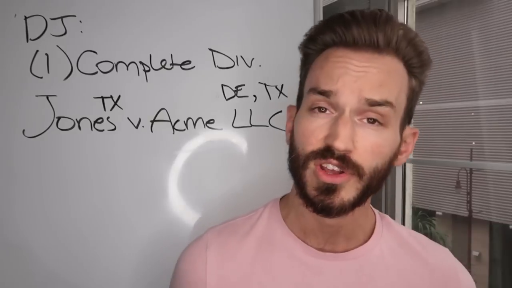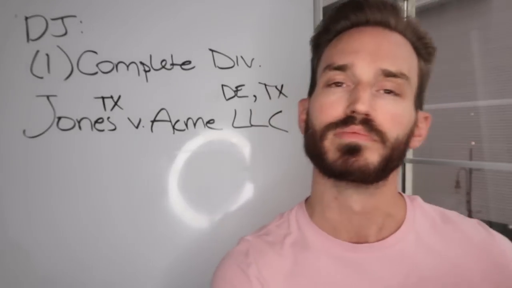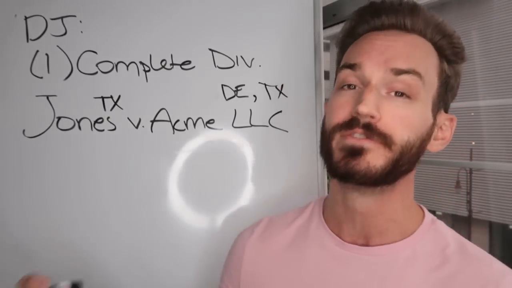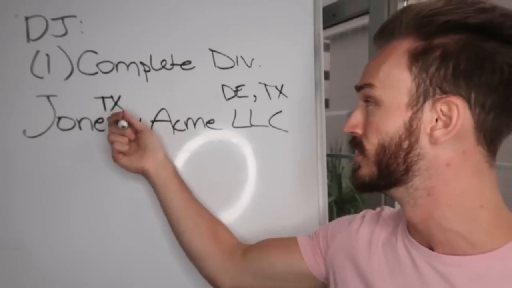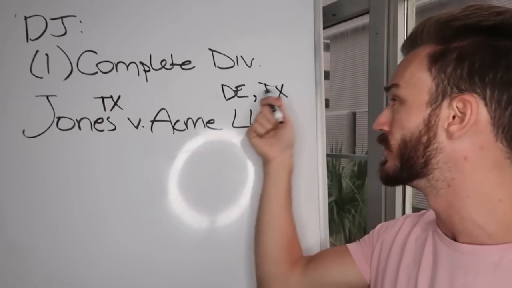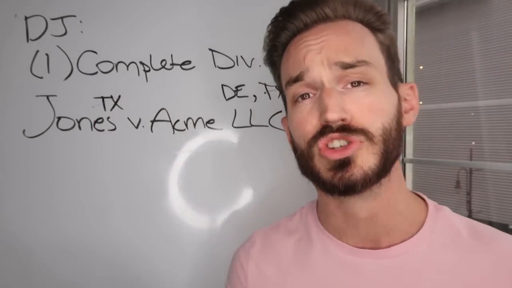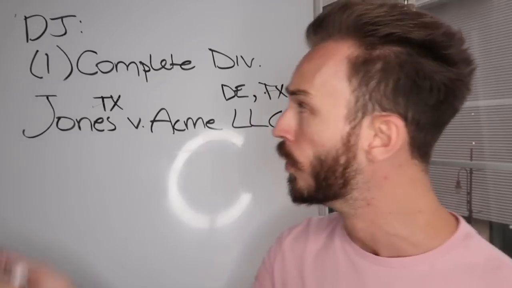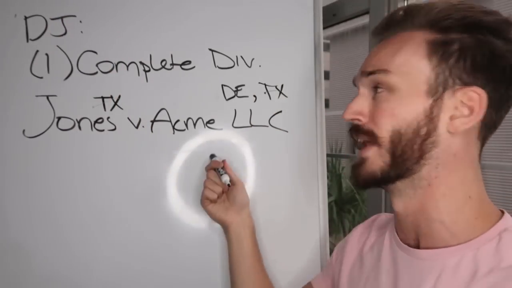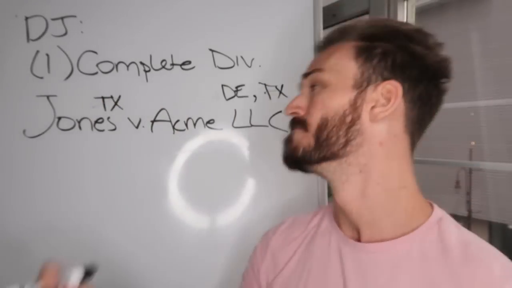Well, is every citizenship on the plaintiff side of the case different than every citizenship on the defendant side of the case? Well, we got Texas and Delaware, so that's diverse, but we also have Texas and Texas. So right here, complete diversity is destroyed. The analysis is over. Diversity jurisdiction cannot exist between Jones and Acme. Okay, it doesn't matter that Texas and Delaware are diverse.